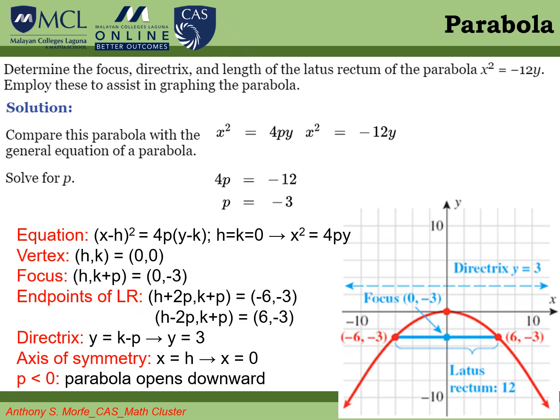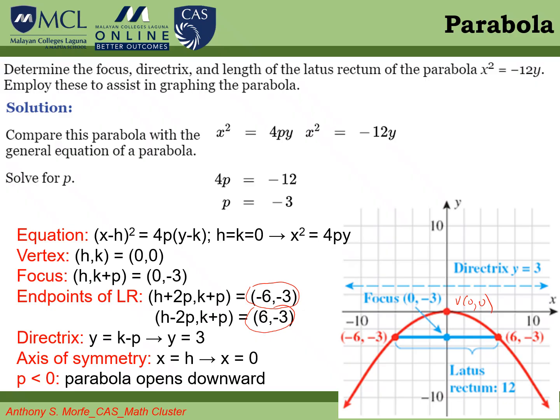This is the illustration of the graph of the problem that we had. After solving all this information, the focus, the vertex, the length of the latus rectum, you label your parabola. This is the focus, you write the coordinates. This is the vertex, you write the coordinates. This is 0, 0. And then this is the latus rectum.